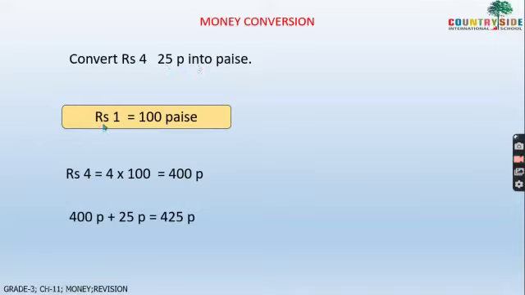The next question is convert rupee 4 25 paise into paise. Now again the same formula, rupee 1 is equal to 100 paise. So rupee 4 will be equal to 4 multiplied by 100, that is equal to 400 paise. Okay children, then here rupee 4 we have converted into paise. Now what about 25 paise? 25 paise we have to add. So 400 paise plus 25 paise is equal to 425 paise. Like this you have to do.